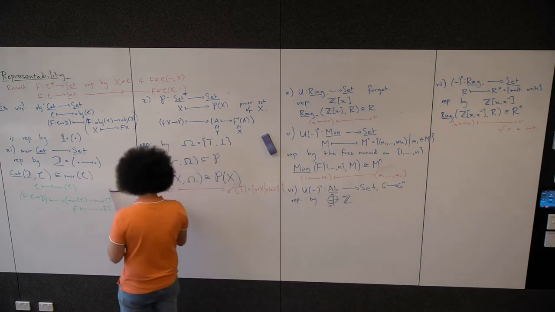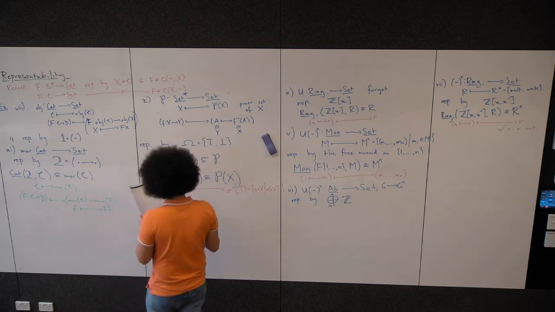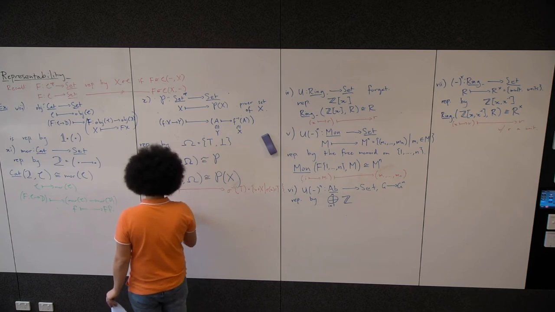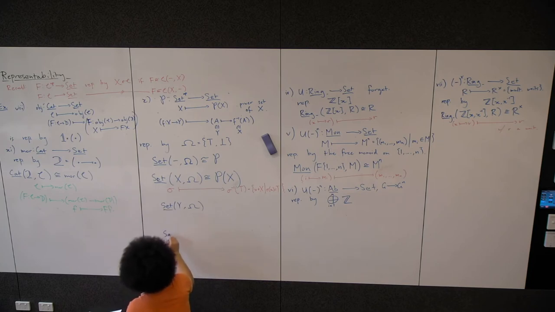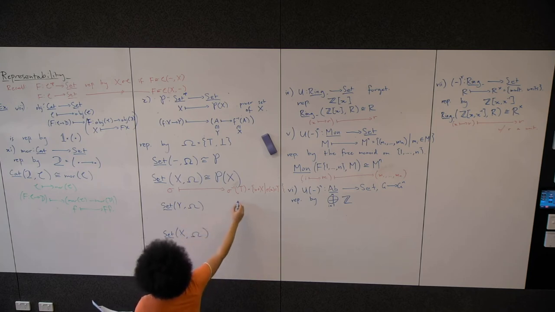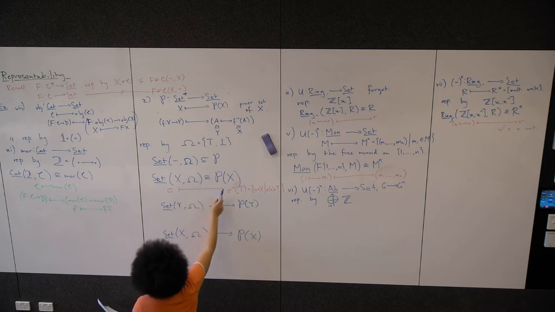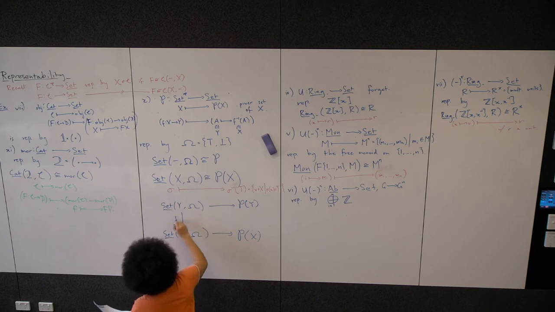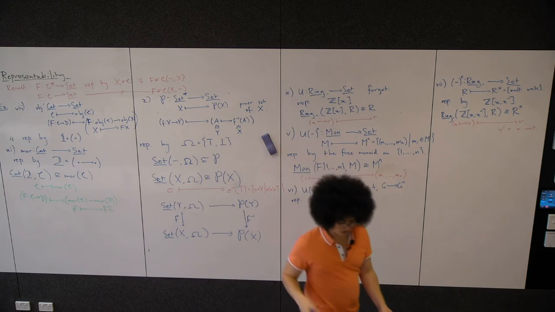Okay, so what is naturality in this case? So I'm going to do it for a map F from X to Y. So now by contravariance, I need to go from Y to X. So we have the set of maps from Y to omega and the set of maps from X to omega. On this side, we want the power set of Y. On this side, we want the power set of X. These are the components of our natural isomorphism, which is of this form. And this is F upper star. And this is, I'm going to write F inverse for taking pre-image.